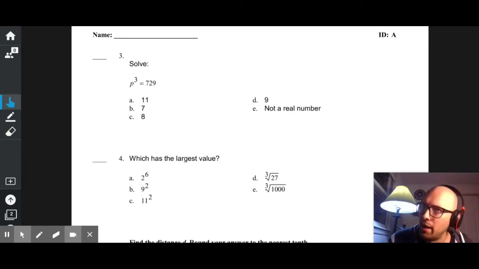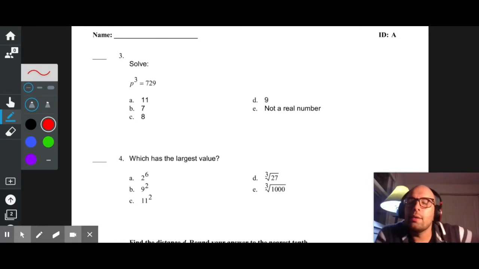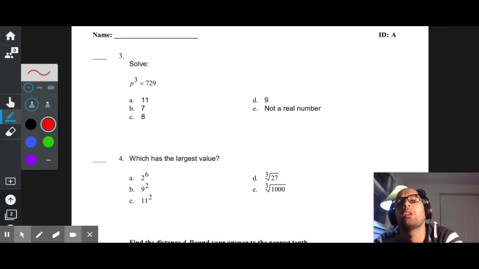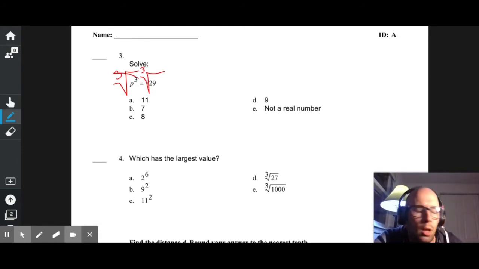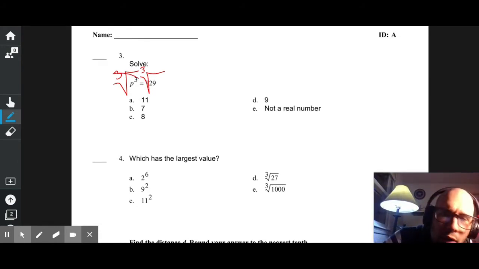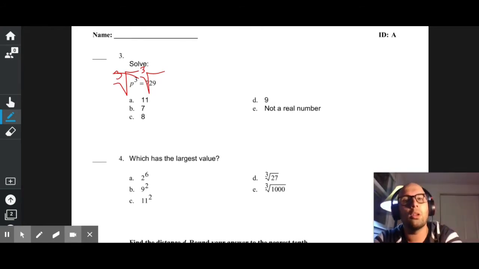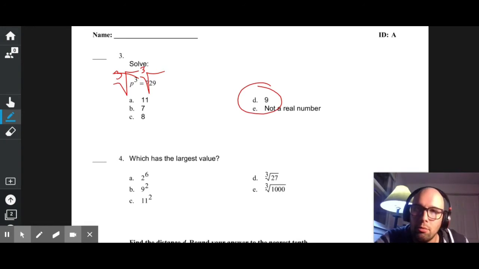Is P all by itself? No, P is not all by itself. Let me see, what's attached to P? That's a cube. I kind of remember I said on the last page that the opposite of a cube is a cube root. So in order to get rid of that cube, I have to cube root both sides. So that crosses the cube out. The cube root of 729 is 9. Fun. That wasn't so bad.